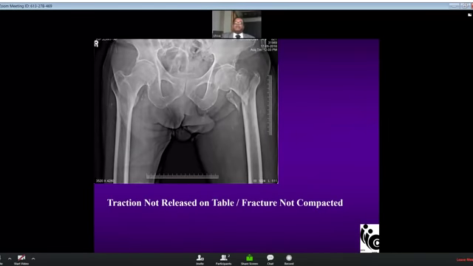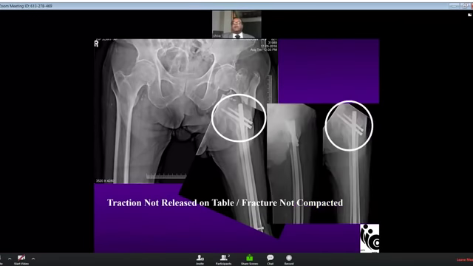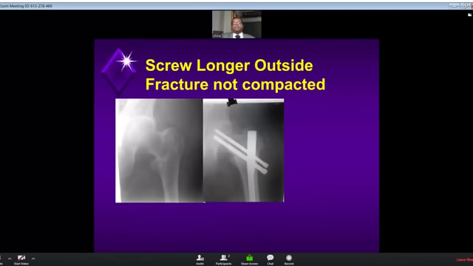Many a time to get a beautiful reduction on the orthopedic table, we give traction to the limb. But when we insert the screw, we forget to release the traction. Always try to release the traction slightly once the guide wire is inside. Once you insert the nail and the screws partly, you release the traction totally and compact it. So the fracture should be compacted on table to avoid the screw backing out in the immediate post-operative X-ray.